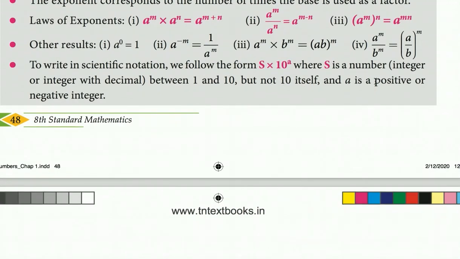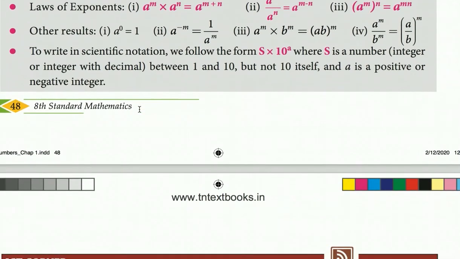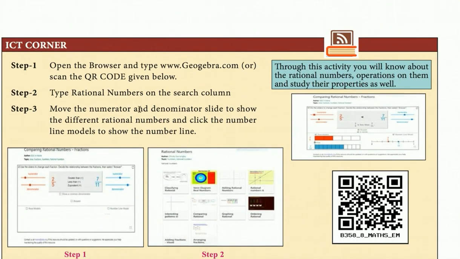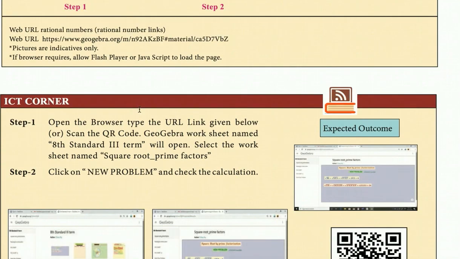To write this in scientific notation, we follow the form s into 10 power a, where s is an integer or a decimal number between 1 and 10 but not 10 itself, and a is a positive or negative integer. Okay, s is between 1 and 10, not 10. Okay, that's it.